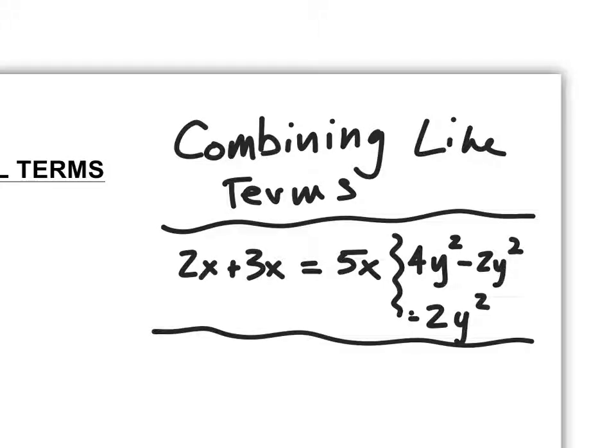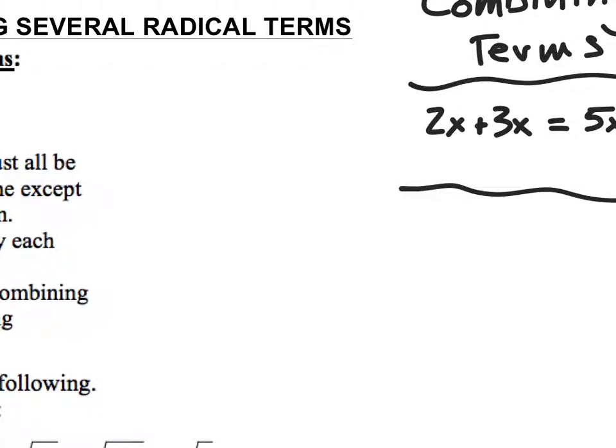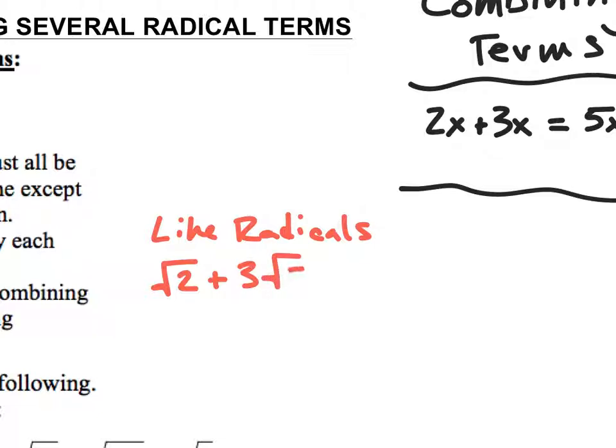Now, let me give you an example of like radicals. Let's say I have the square root of 2 plus 3 square root of 2. Because I have the same radical, the index is the same, meaning they're both square roots, and what's underneath the square roots is the same, this would give me 4 square root of 2. This is 1 times the square root of 2, so 1 plus 3. Same idea as combining like terms, it's just like radicals.